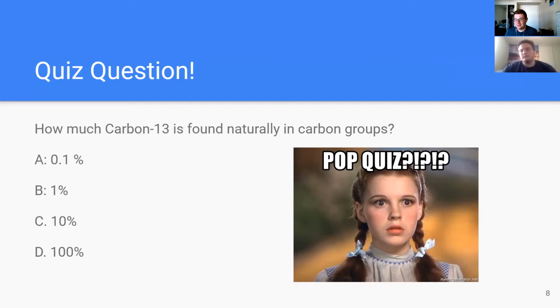So a little pop quiz to just gauge your mind and get your mind going. How much carbon-13 do you think is found naturally in a carbon group? So, most of it is going to be carbon-12, but how common do you think carbon-13 is found in a random sample? So just take a second, pause the video, think really hard. And once you've done that, the correct answer is 0.1%, so not a lot.